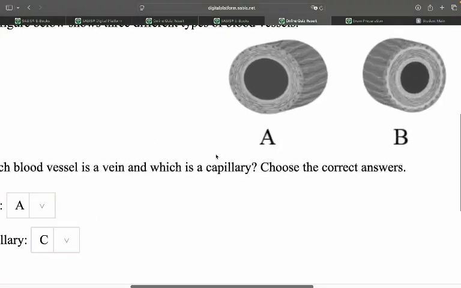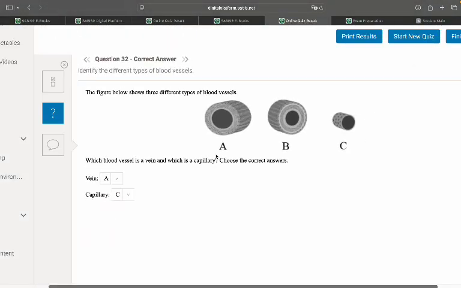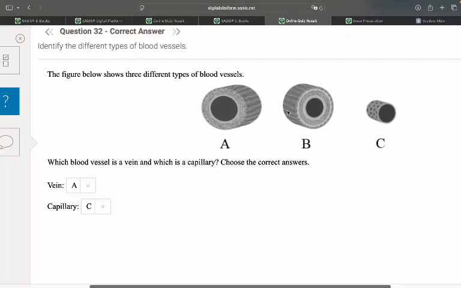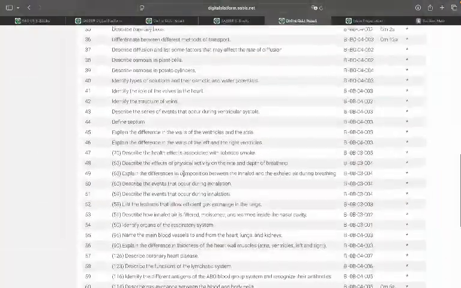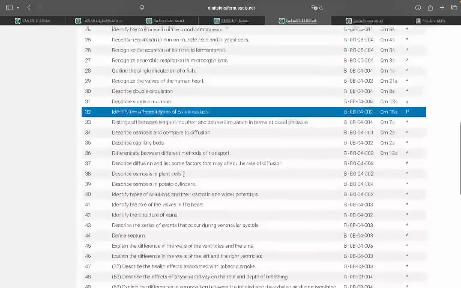So memorize this. As we said before, it can look a bit complicated, but no, it's not. They're going to give you diagrams of the blood vessels. Now, which blood vessel is a vein and which is a capillary? So A is a vein and C is a capillary. As we said, capillaries are only 1 cell thick. So this is very small and it's only 1 cell thick. Now, arteries have thick walls, as we can see here. Veins, on the other hand, have thin walls. So I think that's pretty much it.